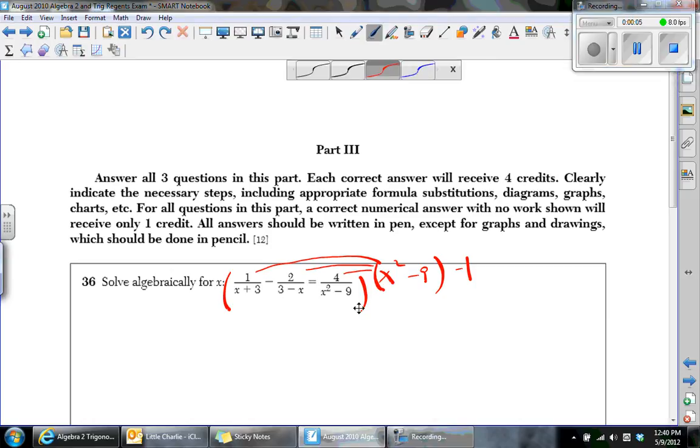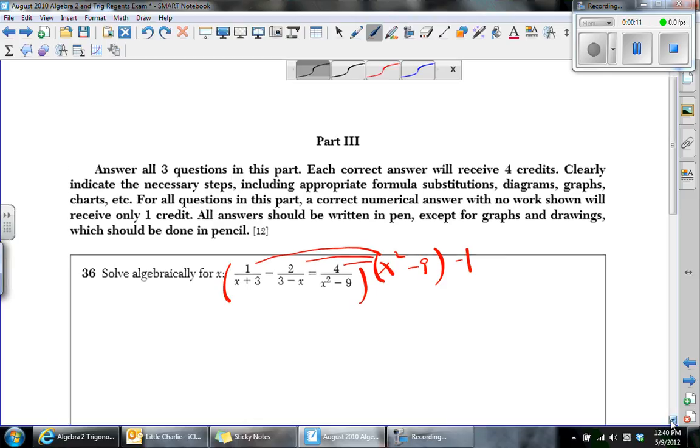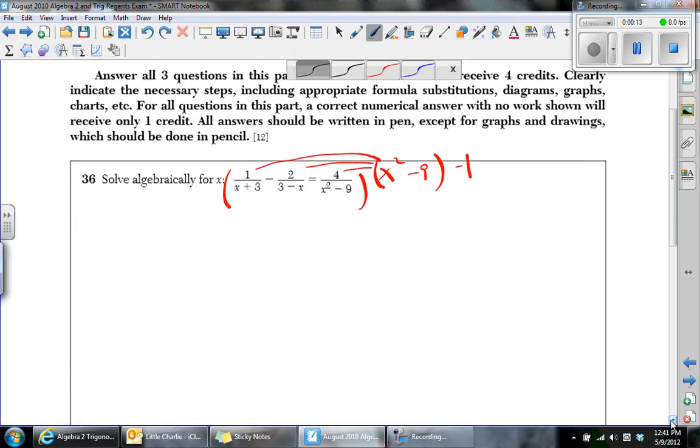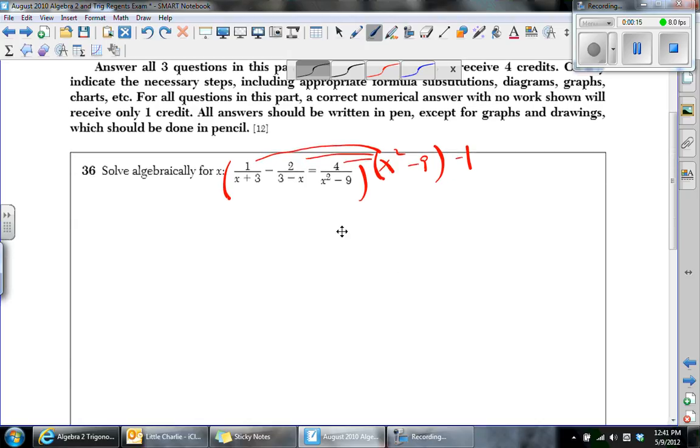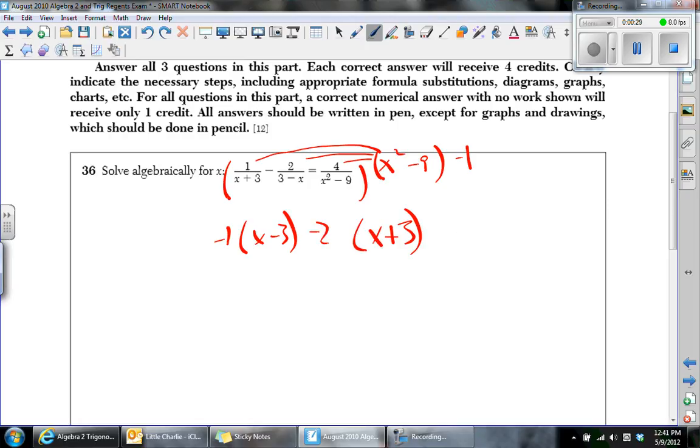Okay, so part three. We have a fraction equation, and we know the LCD is x squared minus 9 times negative 1. Negative 1 comes from that area, so when we multiply through, we're left with negative 1 times x minus 3, minus 2 times x plus 3, equals negative 4.